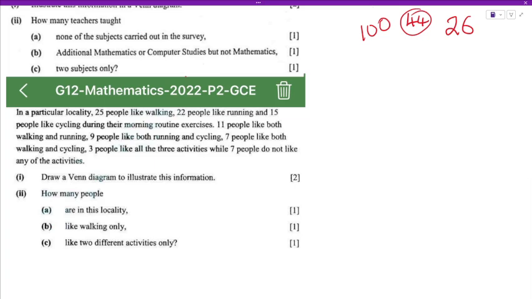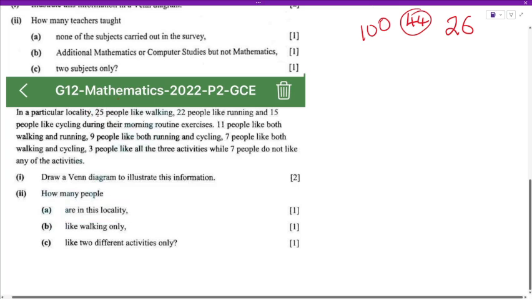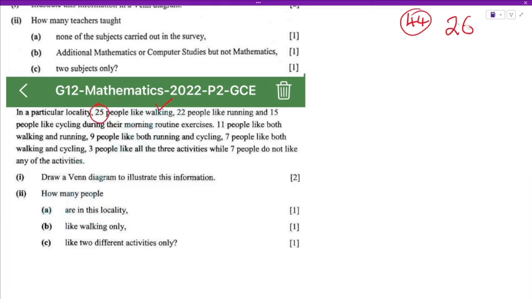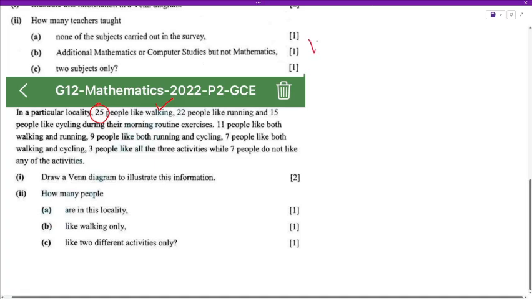So in the last one, it's saying in a particular locality 25 people like walking. Here they've not given us a total, so that's how come you are going to find this question: how many people are in this locality? Because they have not given you the total in the question. So walking is equal to 25. The set for walking is 25.